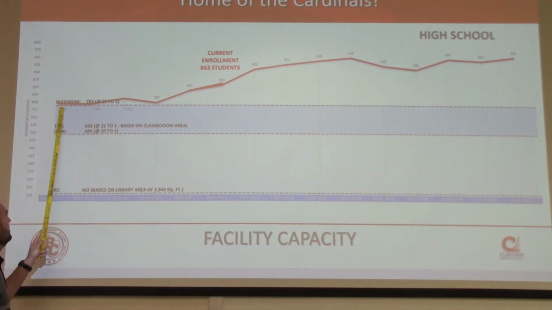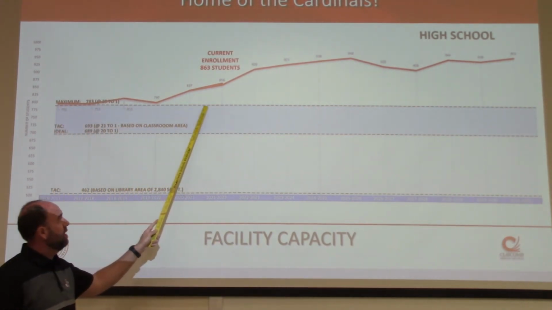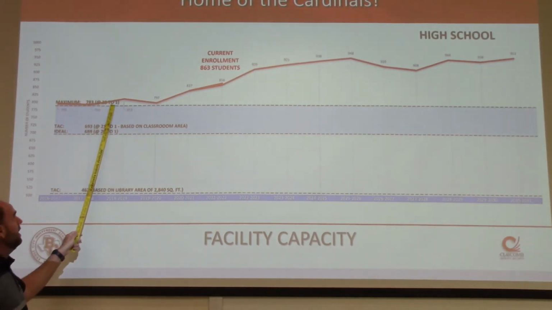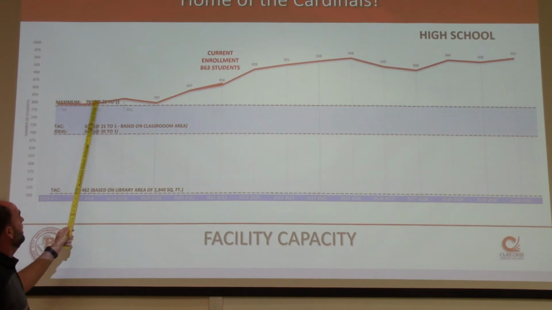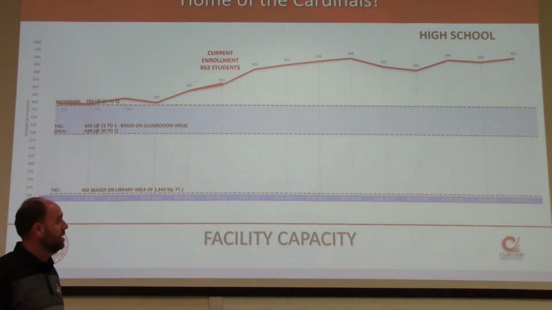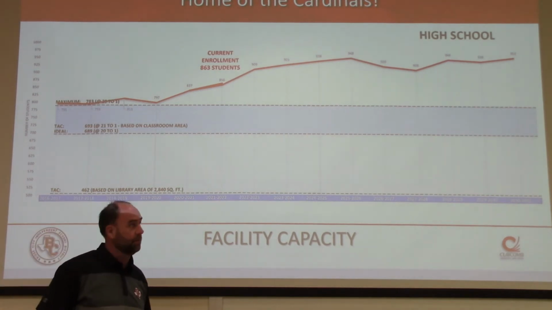Here we are at our high school. The maximum capacity of that building is the black dashed line across the top. That's 25 students to a teacher in a classroom. We're already above that, and you can see that the trajectory is not slowing down anytime soon. So that's what we're facing at the high school.